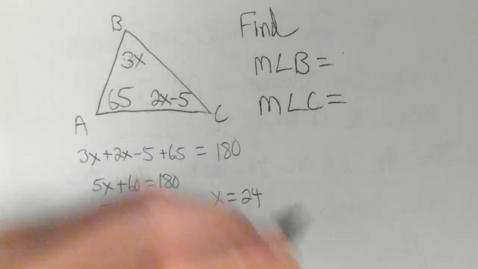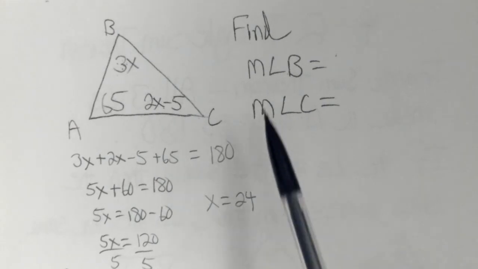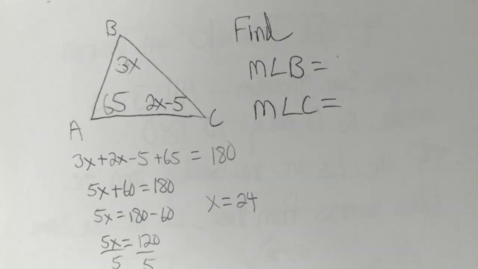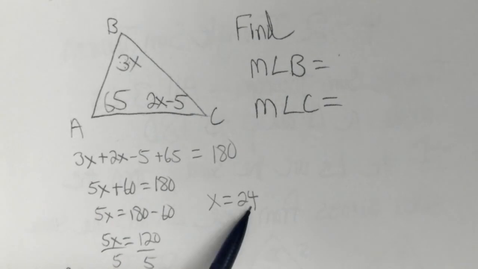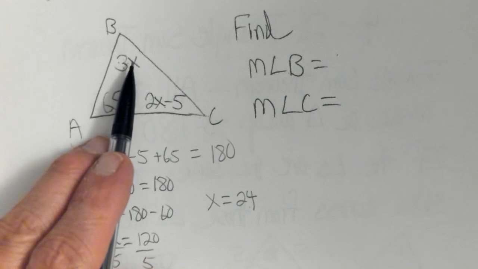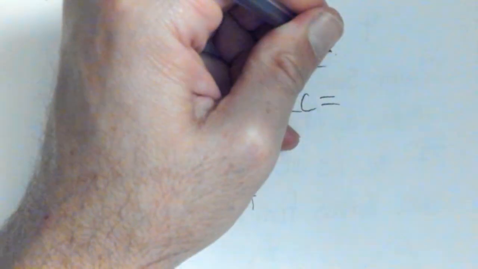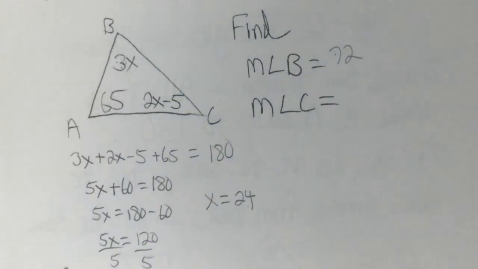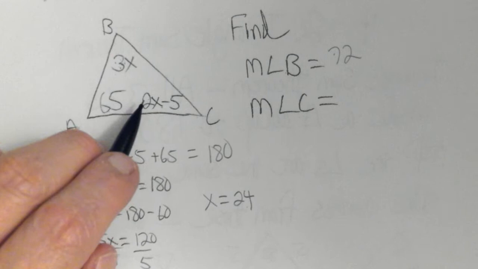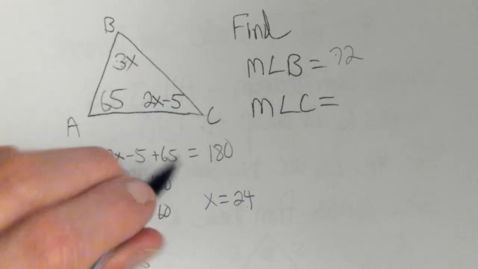24. Okay, now here's the deal on this problem. The answer is not 24 because nowhere did it ask me to find x. However, it did ask me to find angle B, and so to find angle B, I just need to take 24 and plug it in here. So what's 3 times 24? And so that'll give me 72. Alright, and for angle C, I got to go 2 times 24, which is 48. Minus 5 is 43.